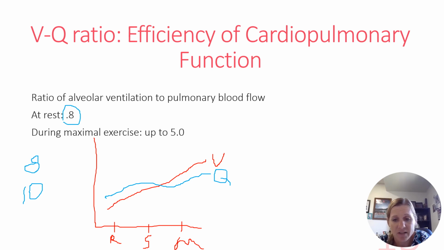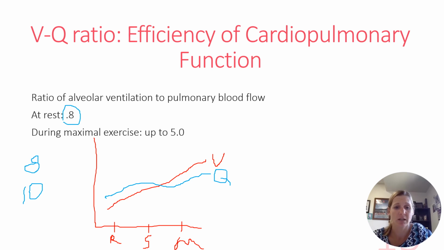Okay, are we okay to have this VQ ratio? So we do have some mismatching resulting in more cardiac output going to the lungs than ventilation coming in. And the answer is yes, this is fine. The reason that this is fine is because you're not struggling to deliver oxygen, you're not struggling to get out waste products. All is good.